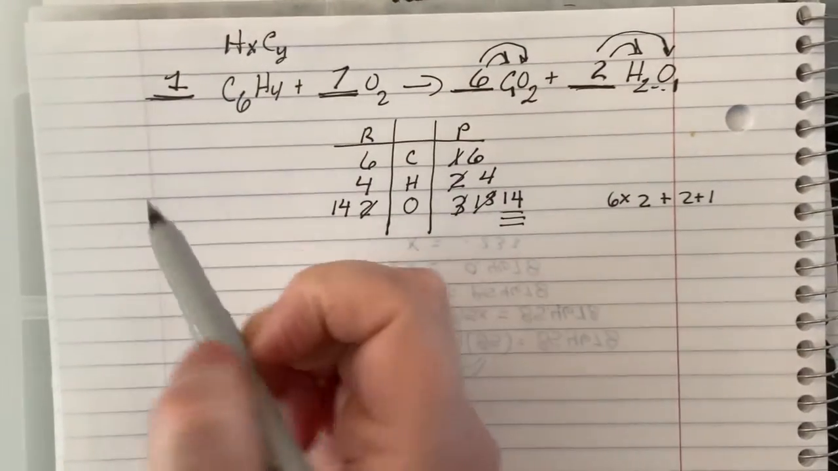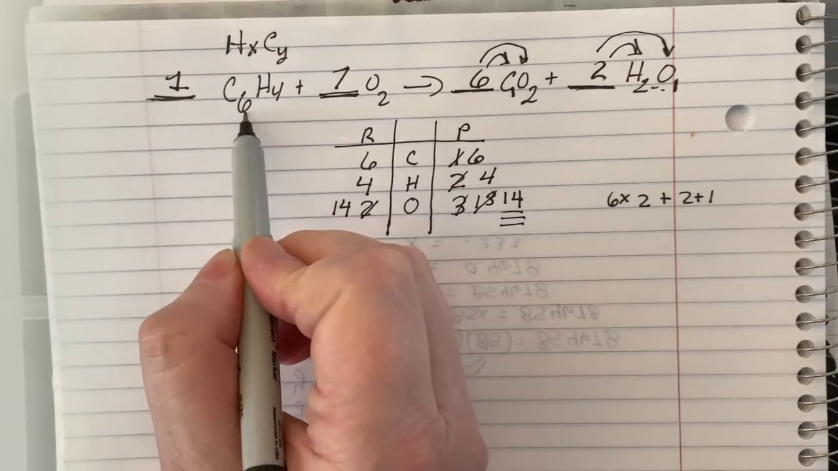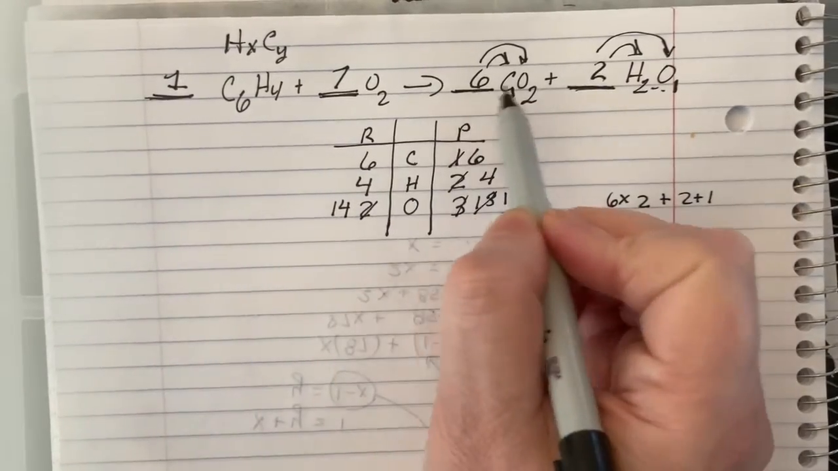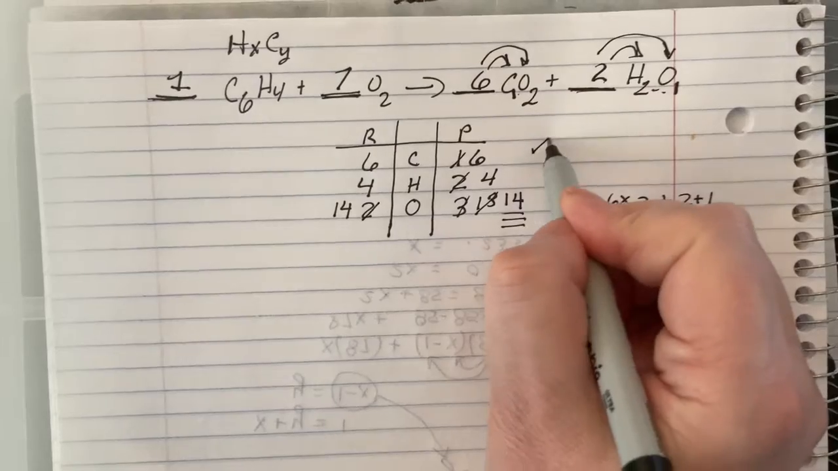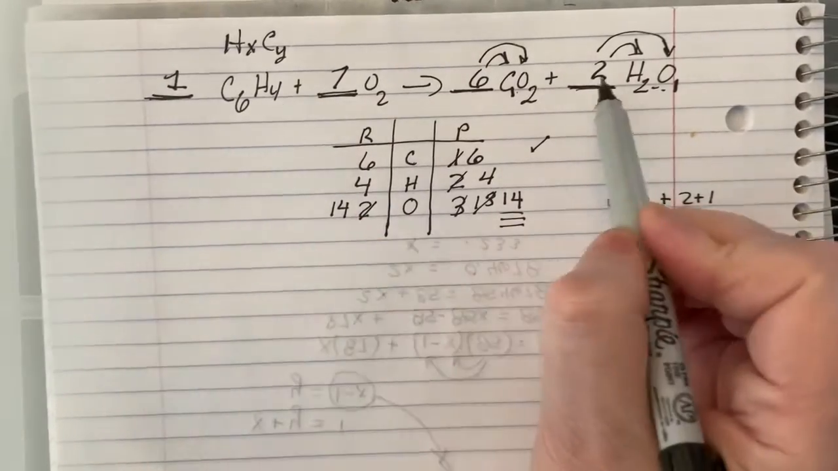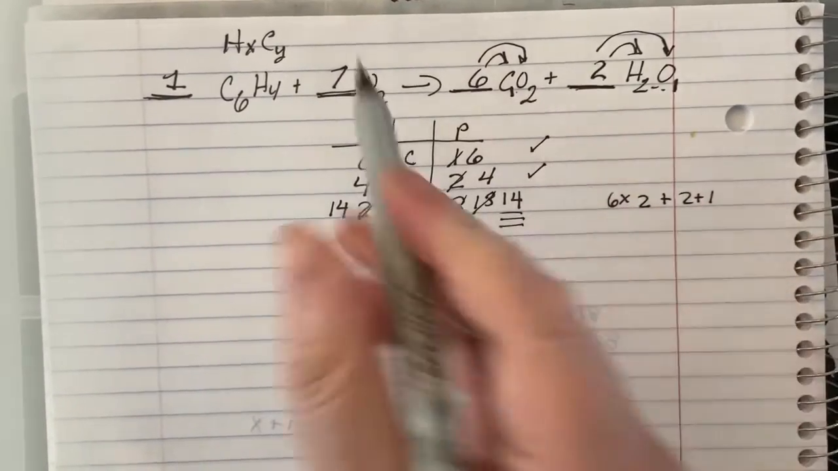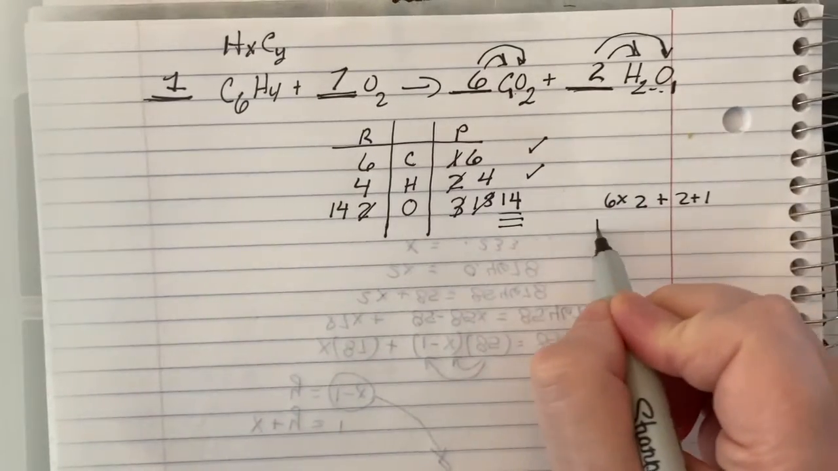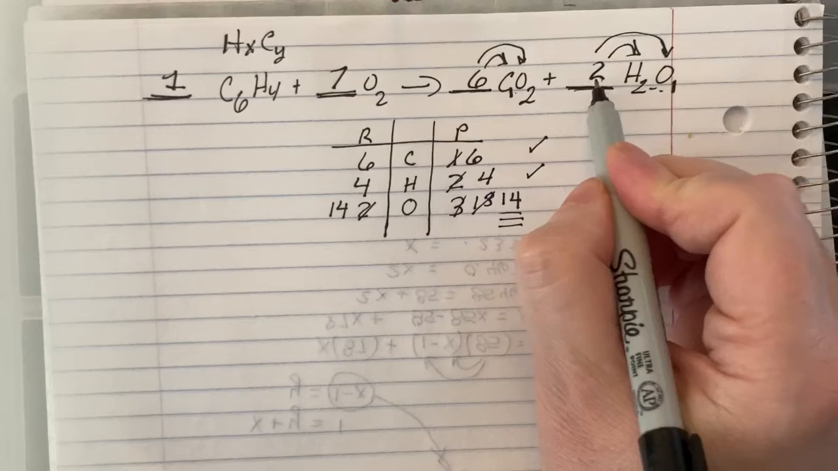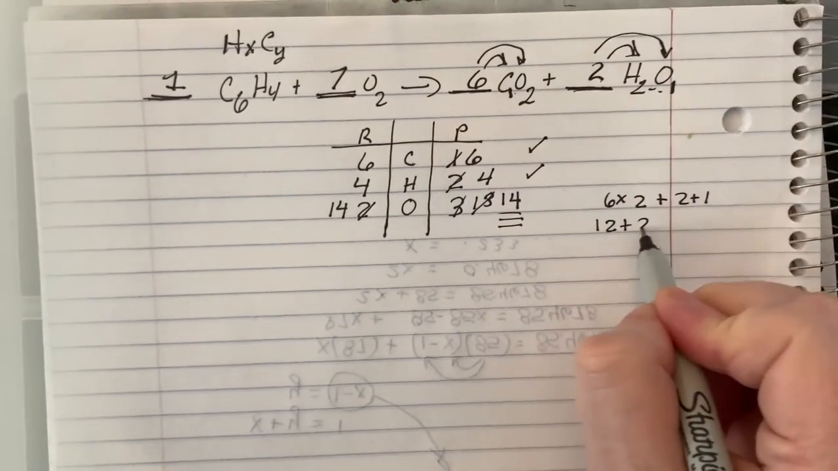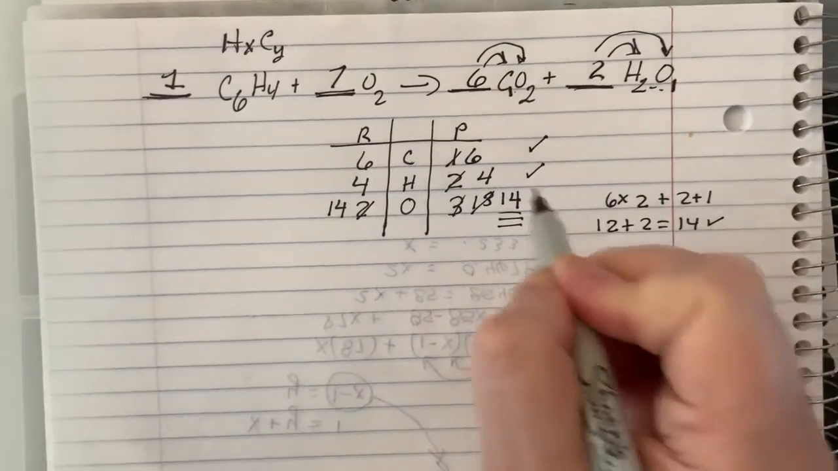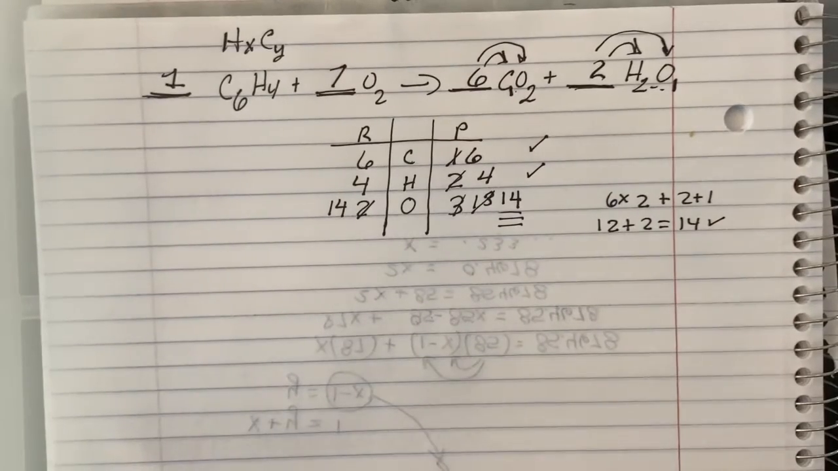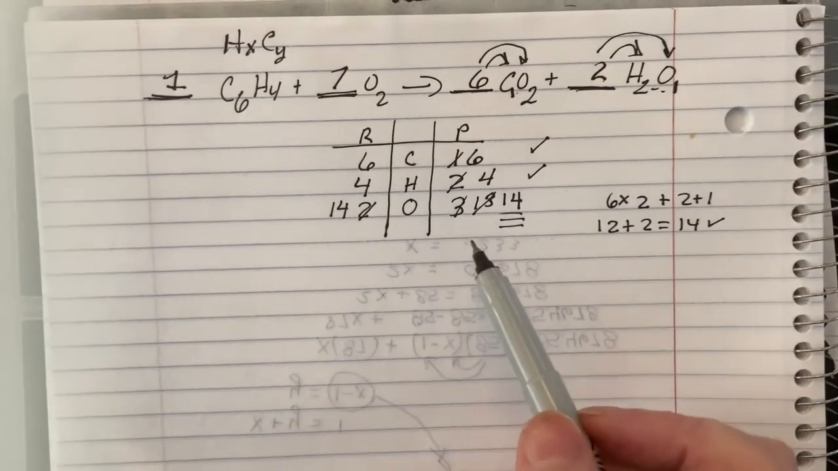Okay, I'm going to put a 1 there just to make it neater. 6 carbons, 6 carbons, check. 4 hydrogens, 4 hydrogens, check. 14 oxygens, 6 times 2, so 12, plus 2 times 1, 2, 14, check. Every single time, make sure you're checking, especially in combustions.